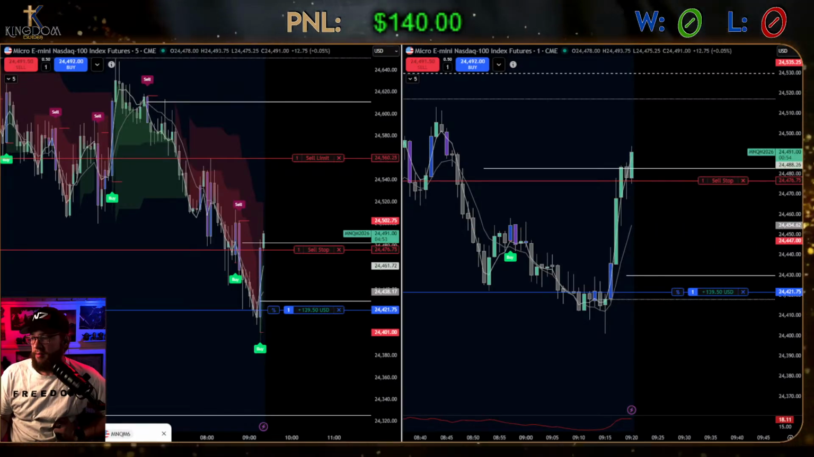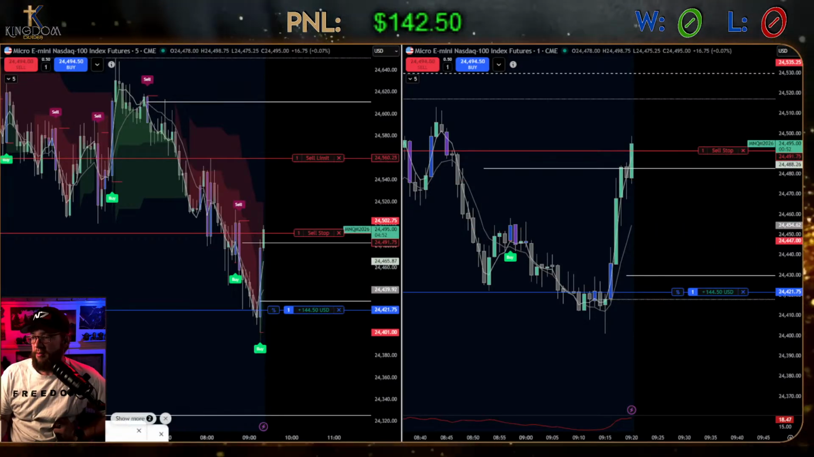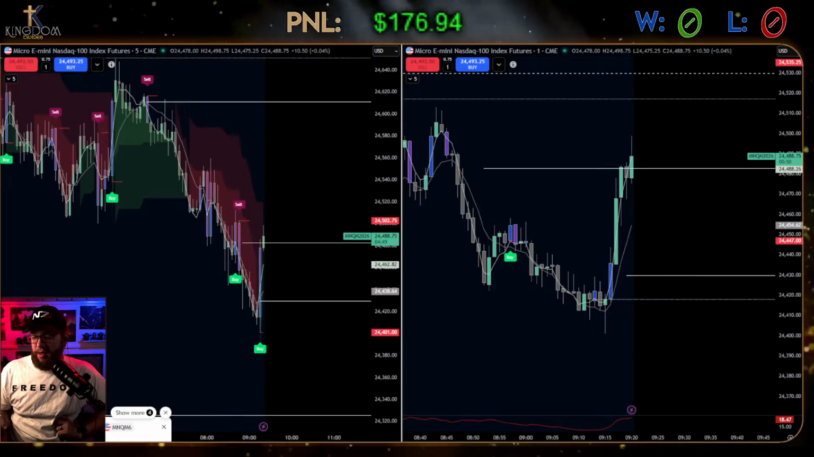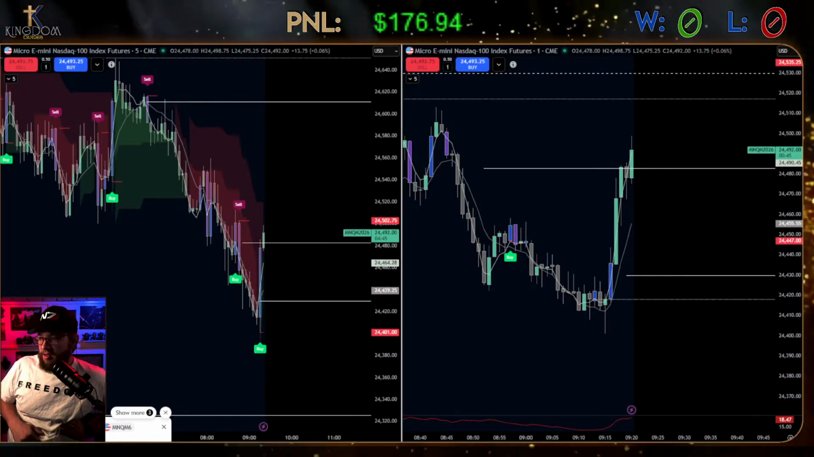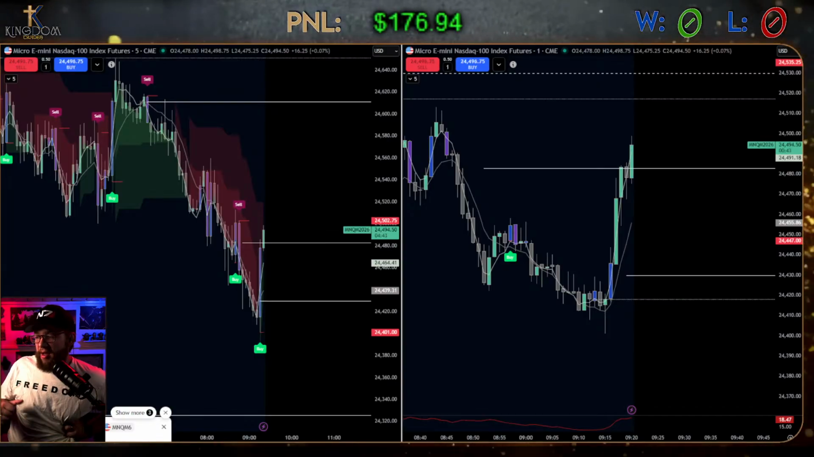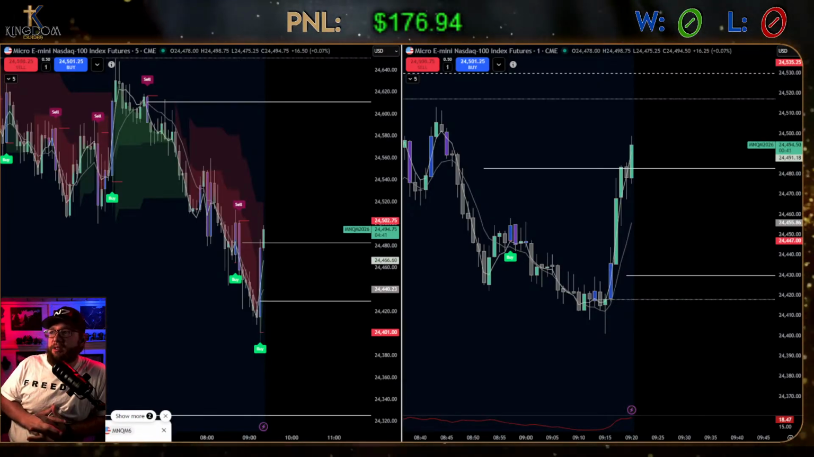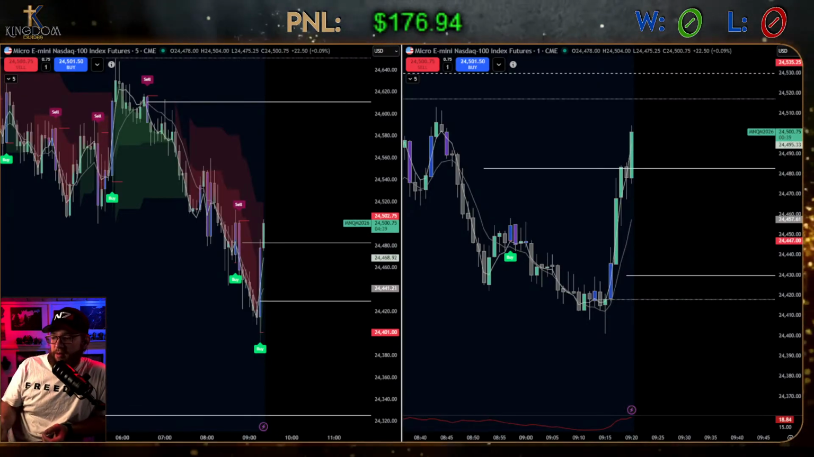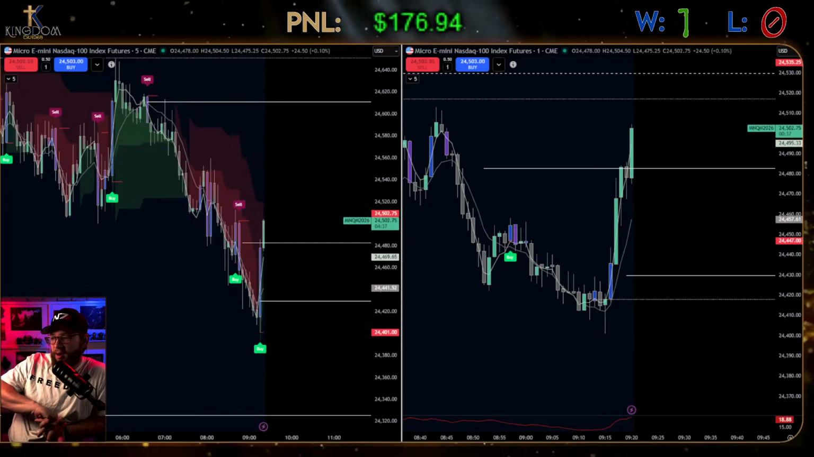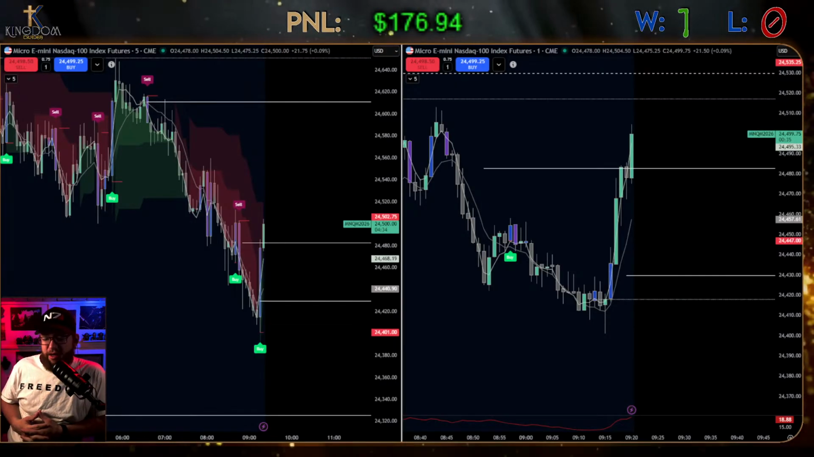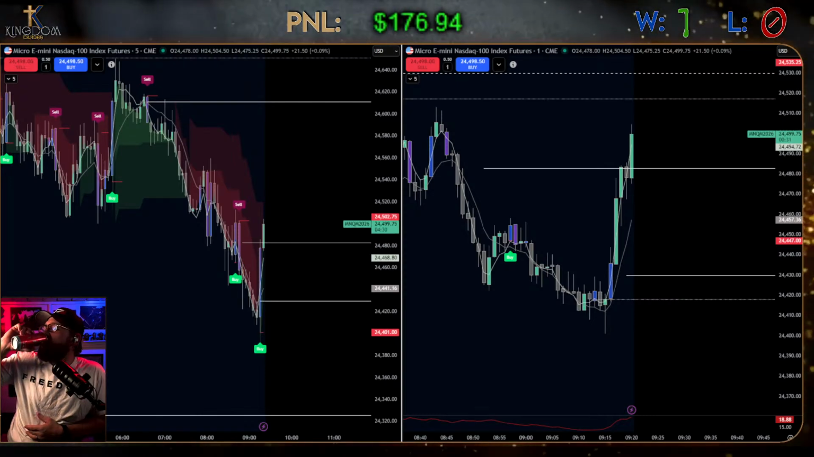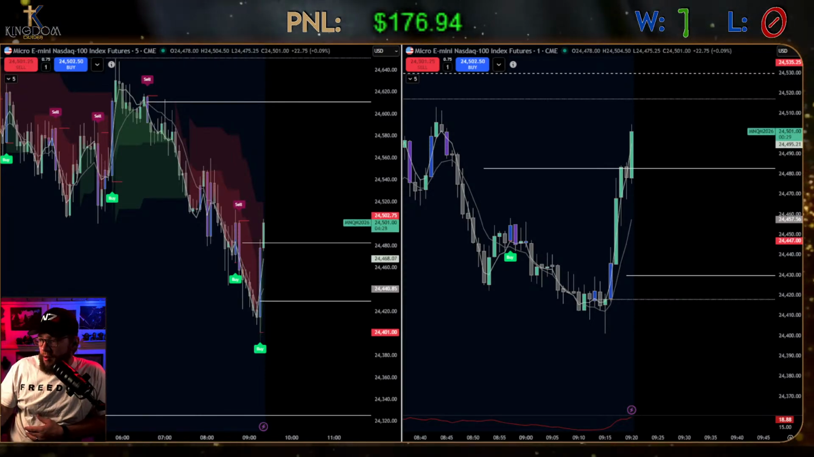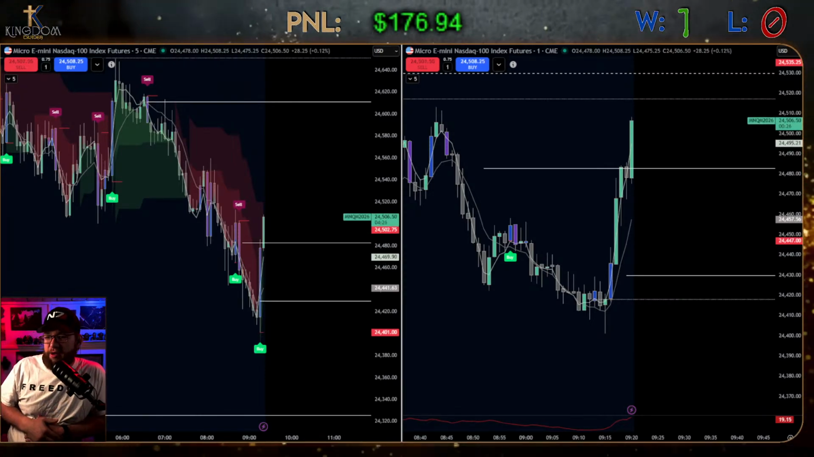Boom. And it pulled me out. My auto trail got too excited, pulled me out. But hey, man, what a good start. 1 W right there. Should still be in the trade, but that's okay. It's the only problem with auto trail.